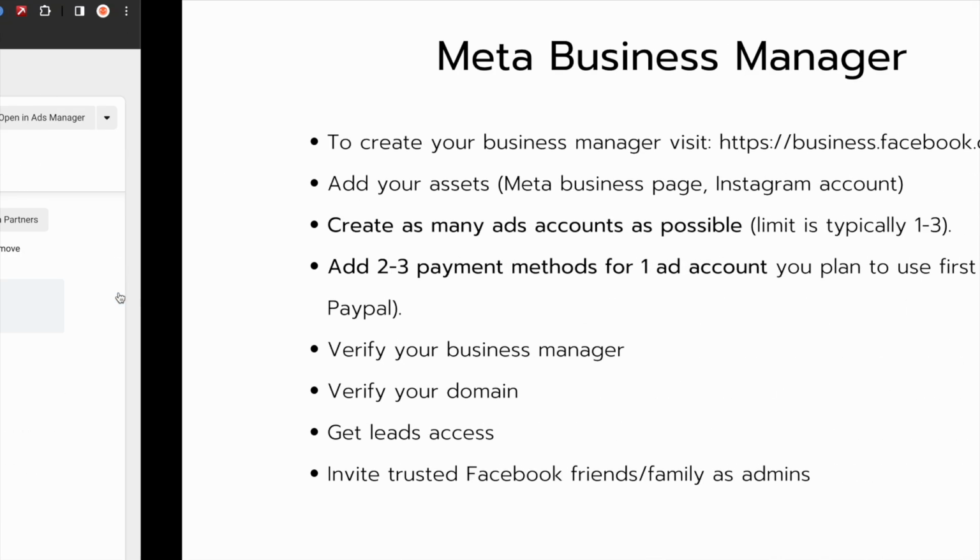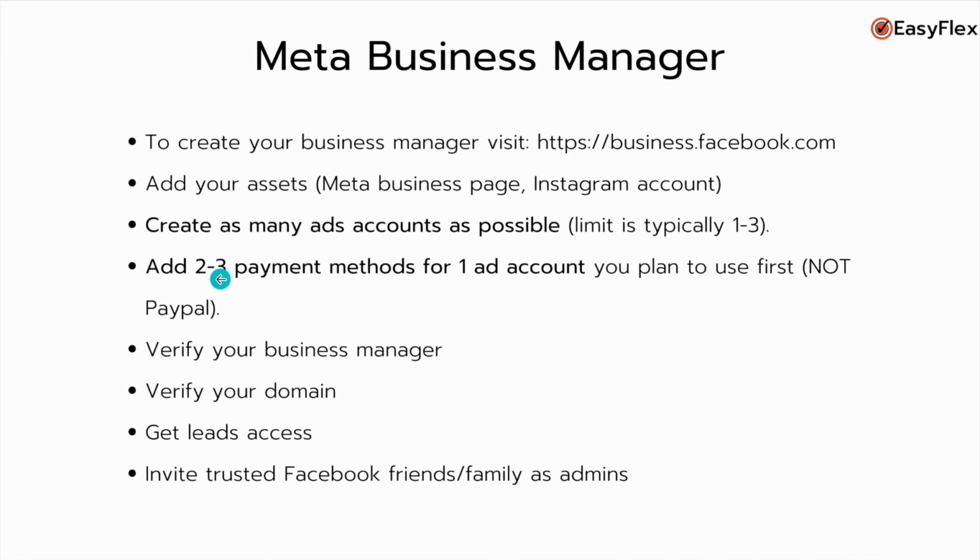Now I've got on the slides here, you want to have at least 2 to 3 payment methods on file. This is just going to keep Meta out of your hair a little bit because they're going to have peace of mind knowing that you've got backups on file. If you're running ads with only one payment method on file, they're typically going to be a little bit on edge, and it just increases the chances of you getting your account banned or anything like that.